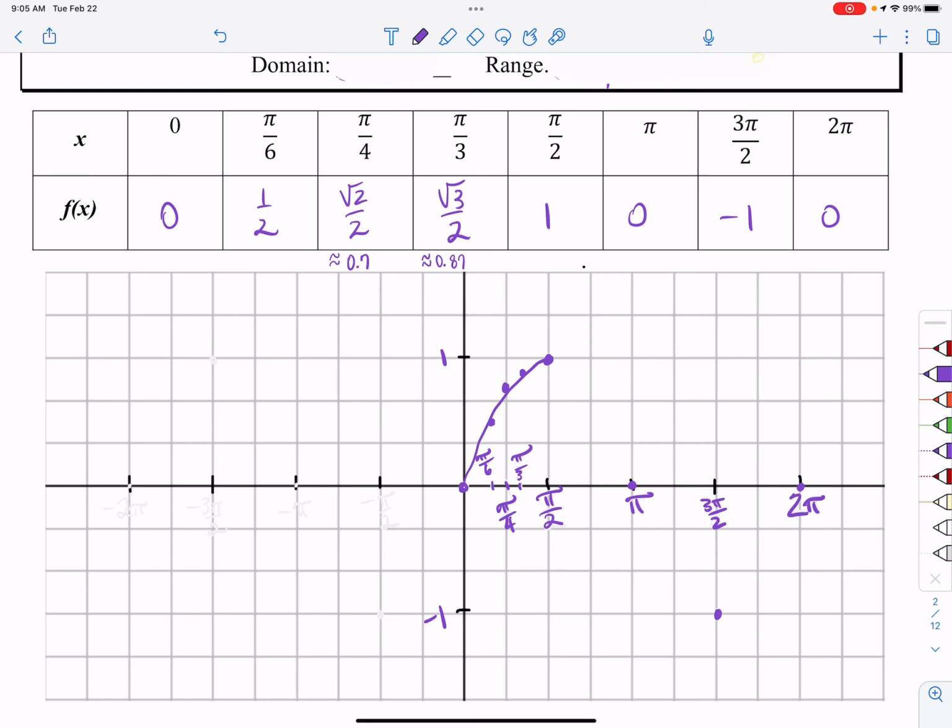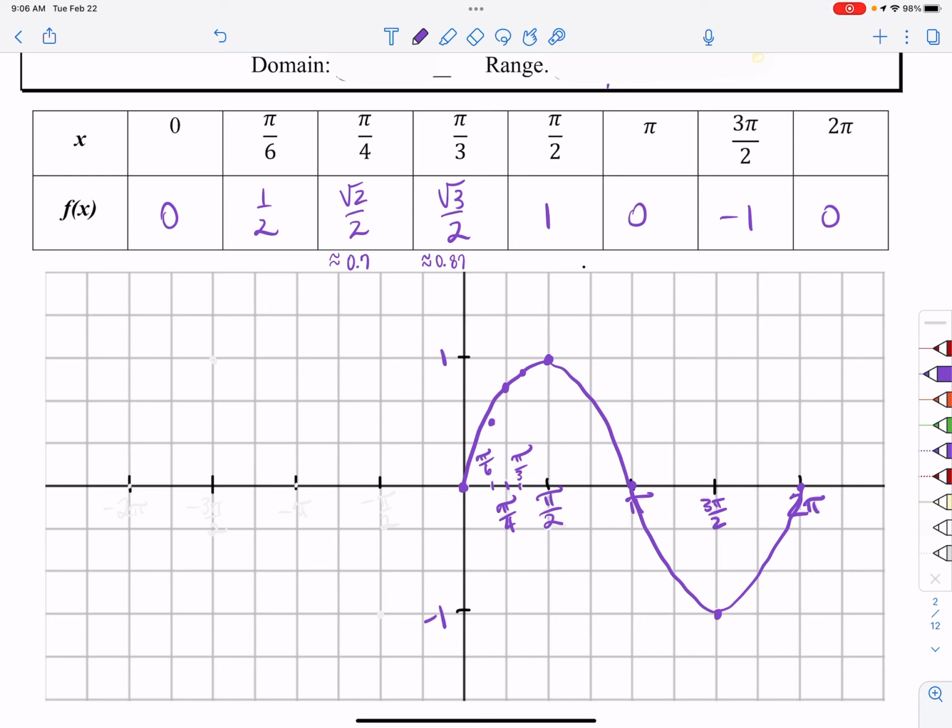Now what you have here is it's going to end up being a wave. Here is kind of the first curve of that wave. And then we're going to have a mirror image of it going to pi. And then we're going to have a very similar wave down to 3 pi over 2, -1 there, and finish that up at 2 pi.